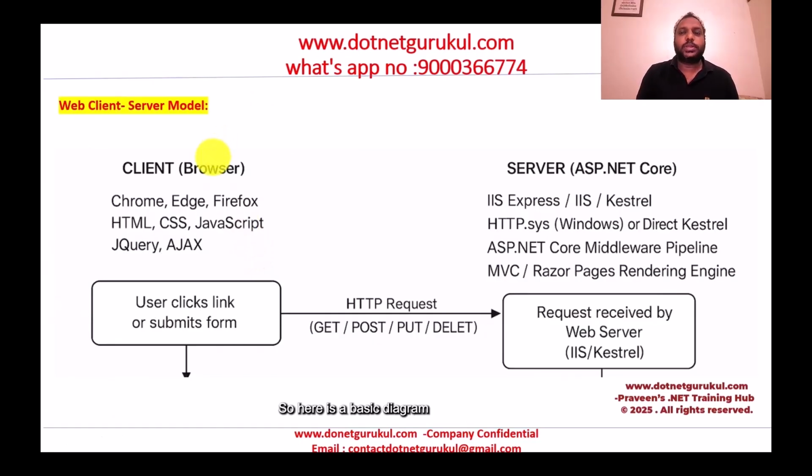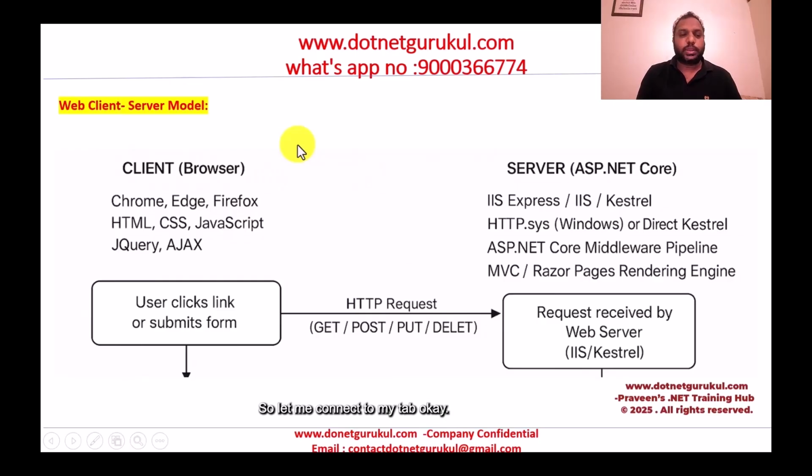Here is a basic diagram of how the client-server model looks. You have the client browser, which can request resources on the server side, where the server takes the request and processes your response, in terms of IIS Express, IIS or Kestrel. On the client side, you'll have Chrome, Edge or Firefox. We'll try to understand this client-server model in detail.